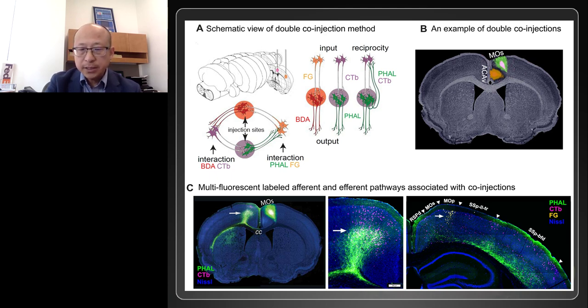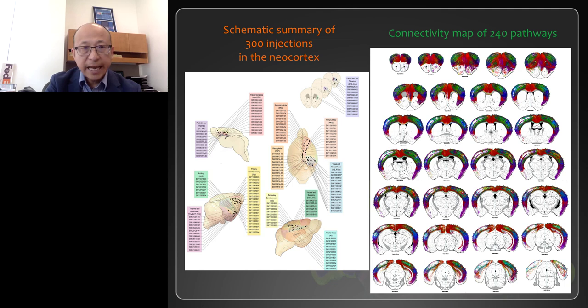So we use these systematic injections, injecting into the entire cortex. It's about 300 injections, 600 pathways. And then eventually we put together and construct the most detailed connectivity map of the entire cortical connections.